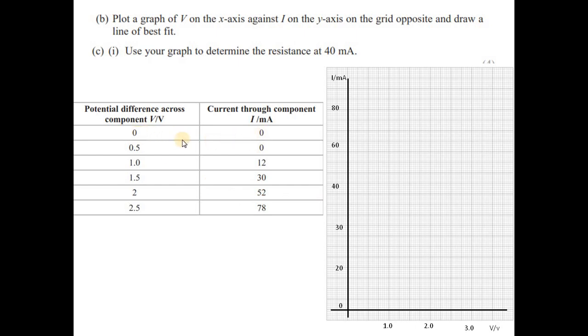So at 0 you have 0, for 0.5 you have 0, for 1 you have 12, for 1.5 you have 30, for 2 you have 52, and for 2.5 around 78. You can plot these points like this. And then you plot the best fit. So this is the best fit line that you can plot. Because I'm just drawing on a computer, please just ignore this. You must go straight from there.